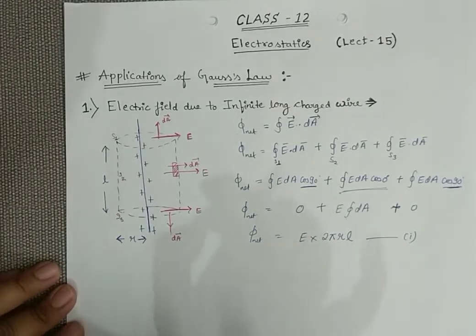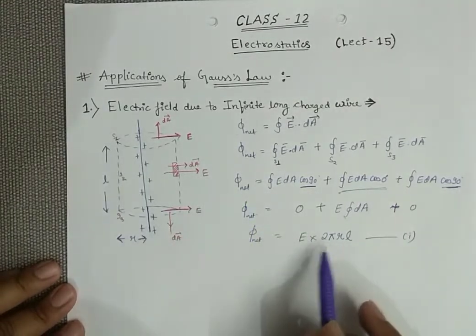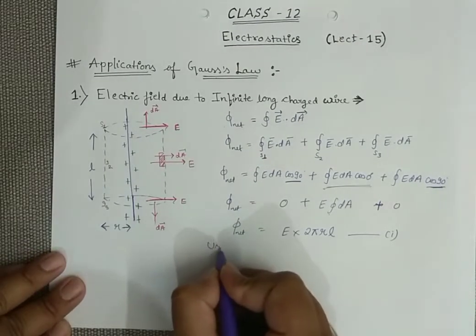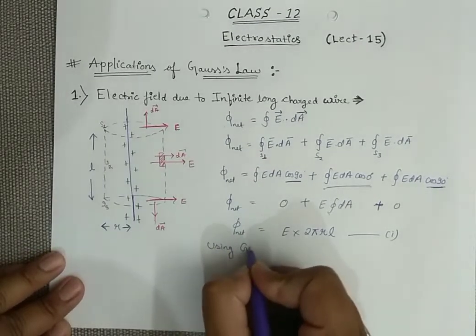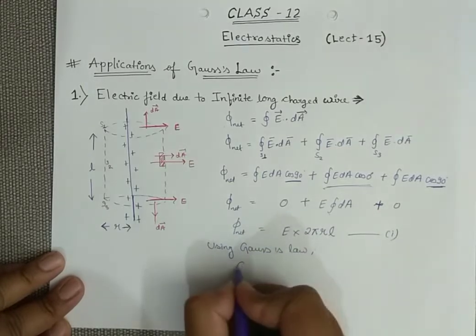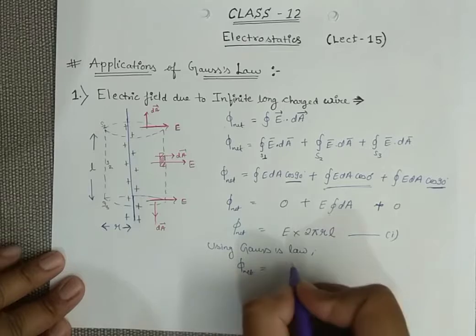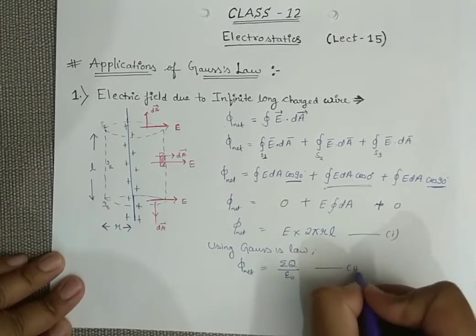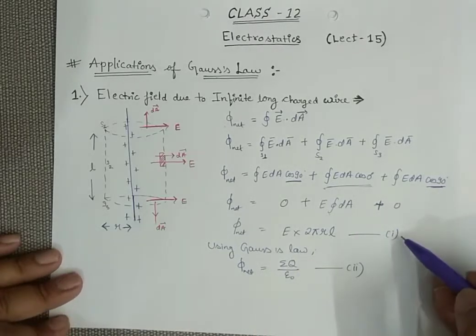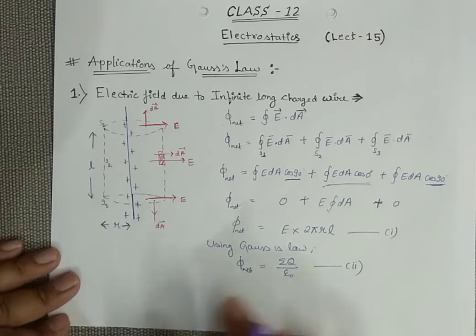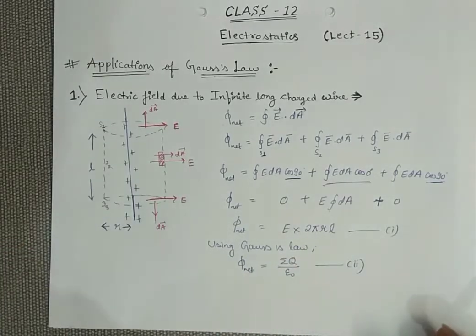According to the concept of electric flux, I have found the total flux is E into 2 pi RL. Now using Gauss theorem, what does Gauss state? According to Gauss law, the total flux equals the total charge divided by epsilon naught. So from equation first we are obtaining flux, and from equation second also we are obtaining flux. So we just equate both these two equations.